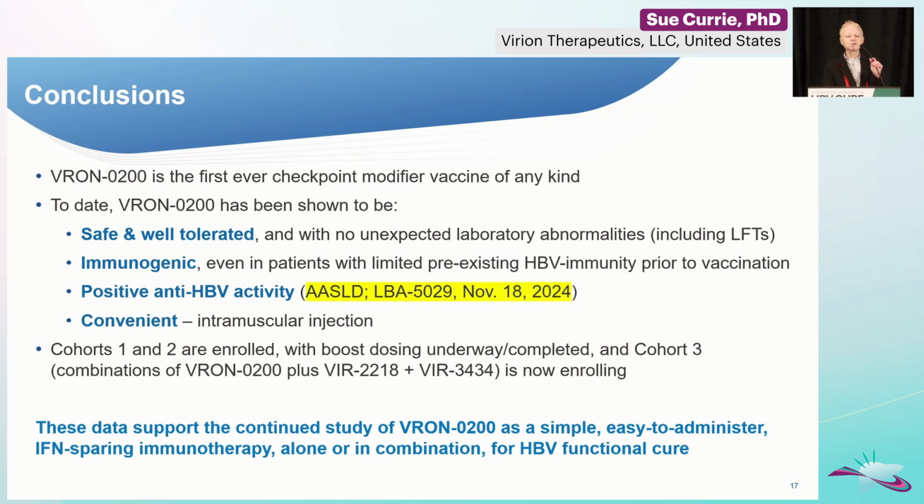So in conclusion, what we're seeing is the first checkpoint modifier vaccine of this type, and that's what differentiates it. I won't go into any of the details, but it's IAM. The data we're sharing right now is prime only, and it's extraordinarily safe.